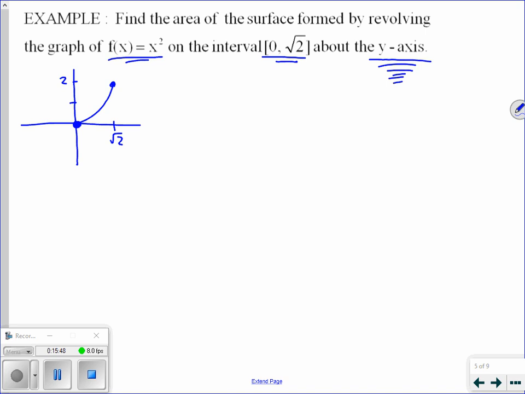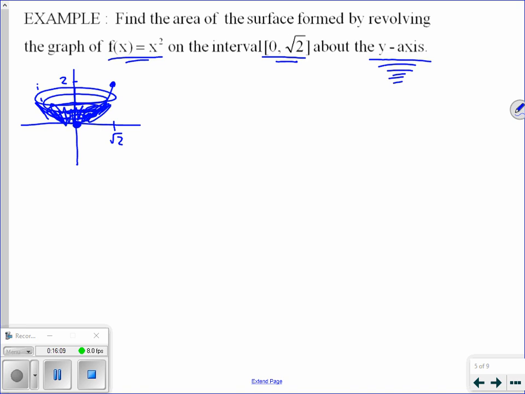Well, I'm rotating this about the y-axis, so it's going to reflect the shape over here, and it's going to make that kind of, again, three-dimensional spiral-looking cone shape. Okay. And I'm curious about that surface area, right? I'm curious about what the area around the surface is going to look like.